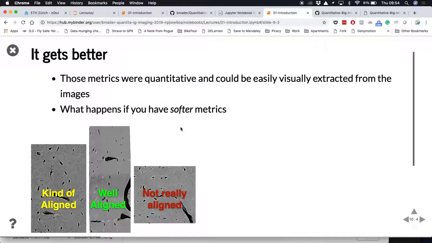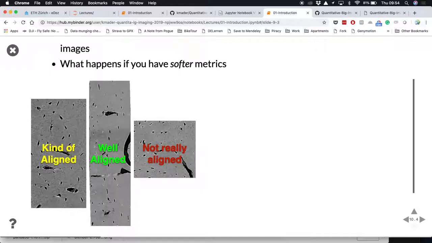And so where it really gets better, as some of you also mentioned at the beginning, was when you have softer qualitative metrics. If you're looking at cells in bones, for example, and you're trying to describe how well aligned they are, you have kind of aligned, well aligned, not really aligned at all. Maybe this works well for 3 samples. But what happens when you have thousands of samples? How are you supposed to go through and rank how well aligned each one is?